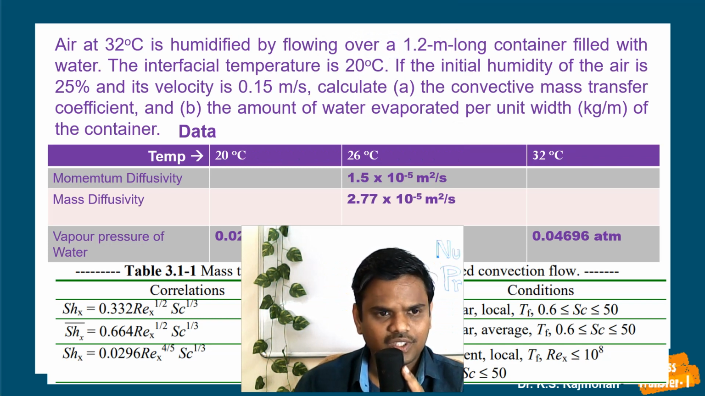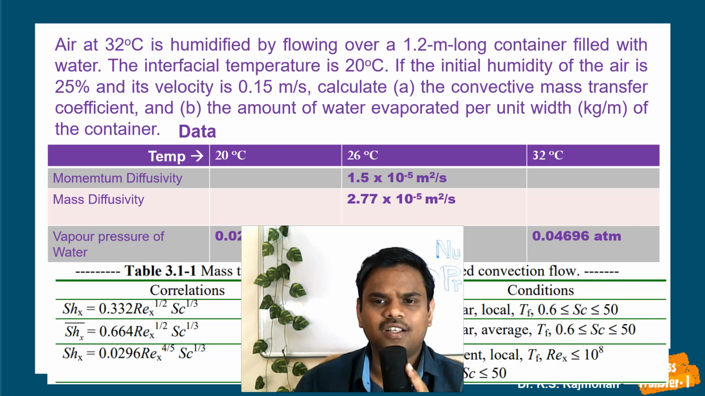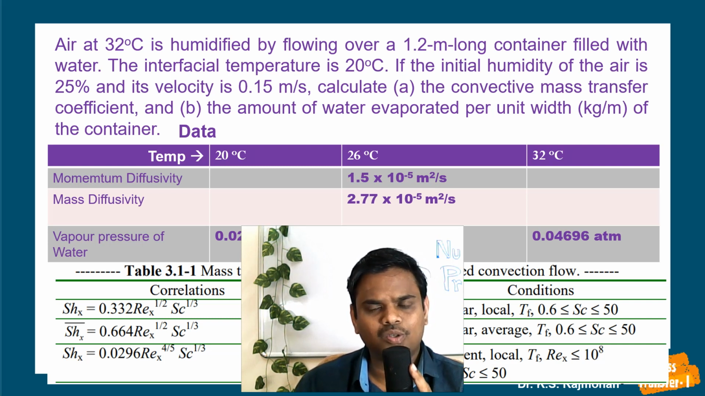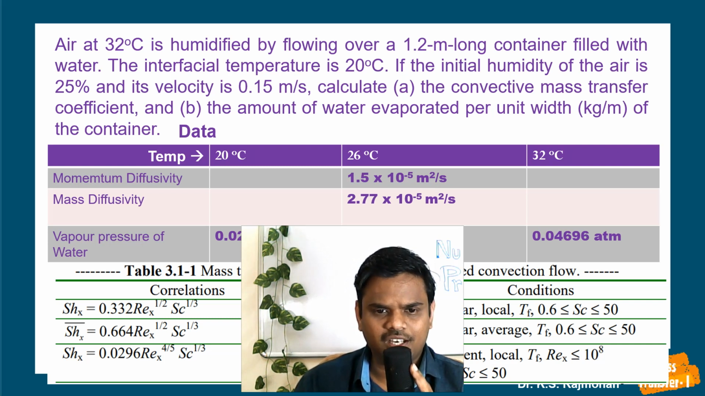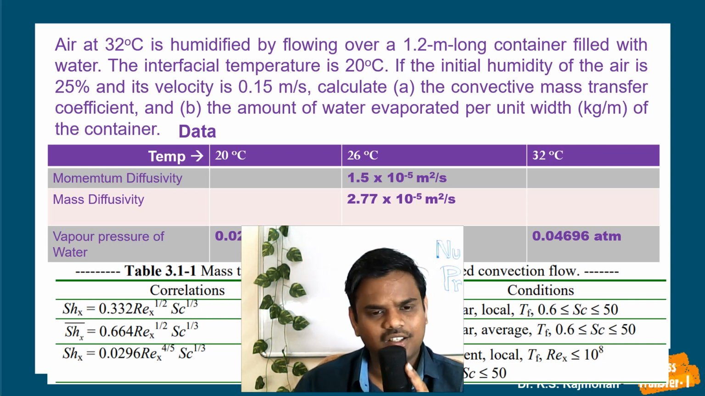we can say that air is entering at 32 degrees Celsius and its humidity is given. If the initial humidity of the air is 25%, that means the mole fraction of water vapor is 0.25 at the bulk, the other end of the film. At this end we are going to have pure water vapor, so the mole fraction is going to be 1, and we know the partial pressure is equal to mole fraction into vapor pressure. The vapor pressure data is given at 20 degrees Celsius and 32 degrees Celsius. We can make use of that and solve this problem.